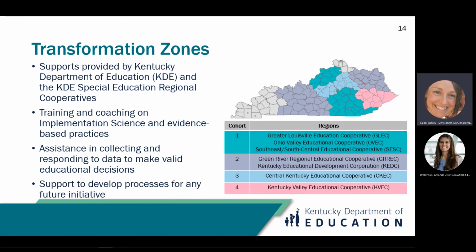So working in the transformation zones, the long-term goal is to develop a system that can then incorporate other connections. So getting really good at the training and coaching cycles, using implementation science within your system, and then scaling those evidence-based practices across other content areas as well.